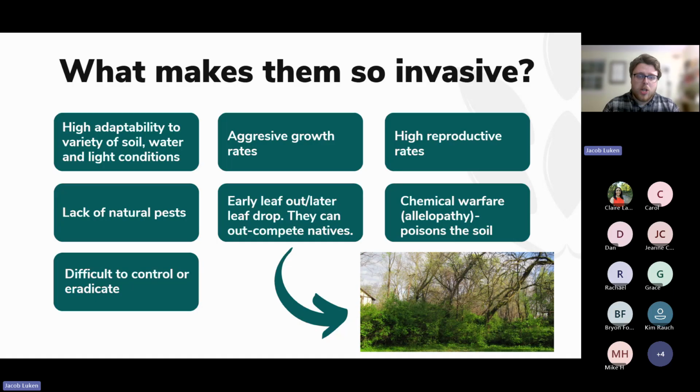And Asian bush honeysuckle fits multiple of these different characteristics. It fits that chemical warfare, or allelopathy, down here. It has aggressive growth rates. It has high reproductive rates. Lack of natural pests. There's not a lot of different things that snack on honeysuckle. Difficult to control or eradicate. It can definitely pop back up really quickly and really hits a lot of these different factors. And that's just one of these species.